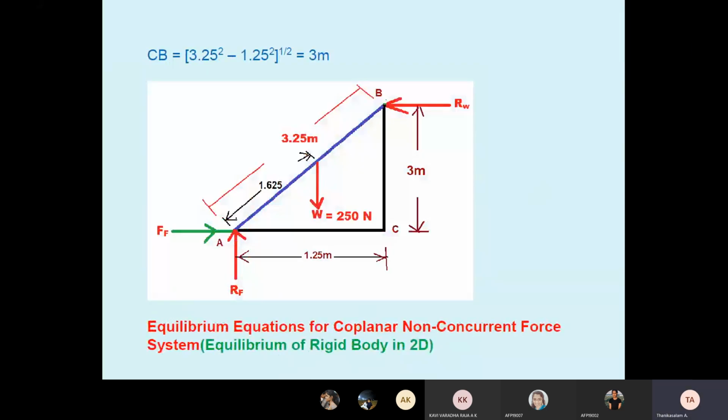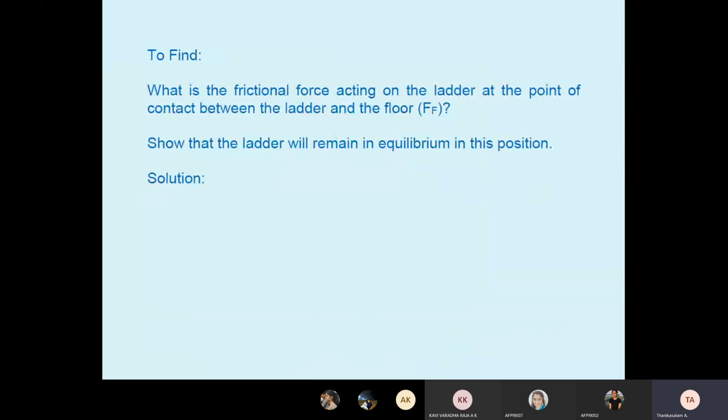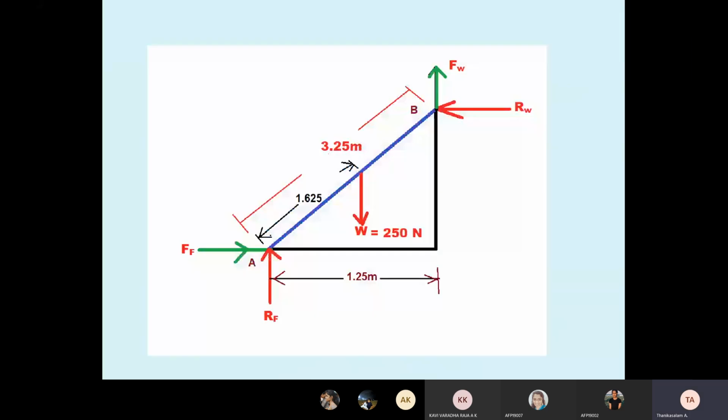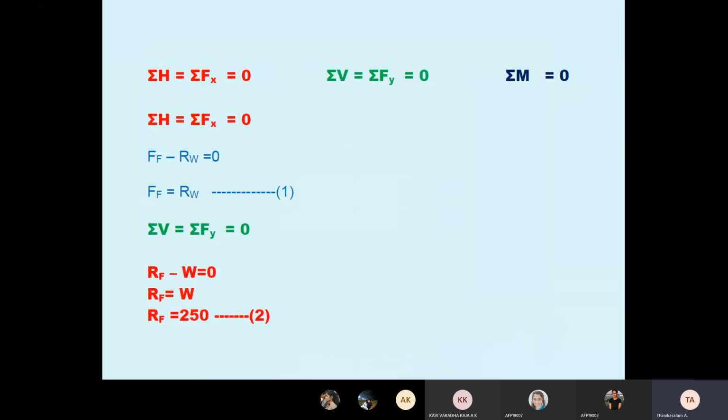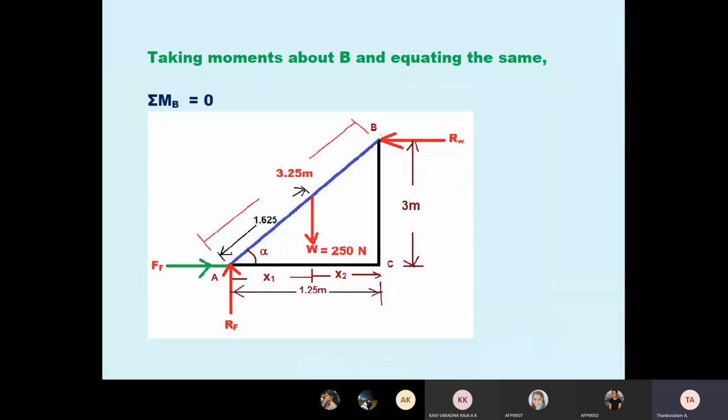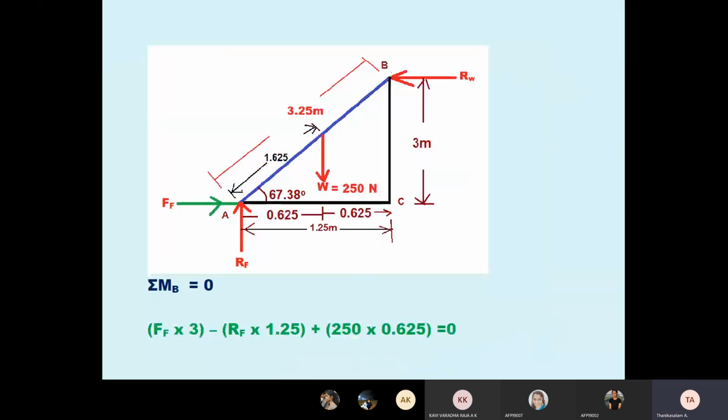So will the ladder remain in equilibrium or not? I already explained limiting friction, no? When you have the limiting friction, the body is going to start moving. That is maximum friction. Therefore, we have to calculate the maximum or limiting friction. This is the limiting friction formula.